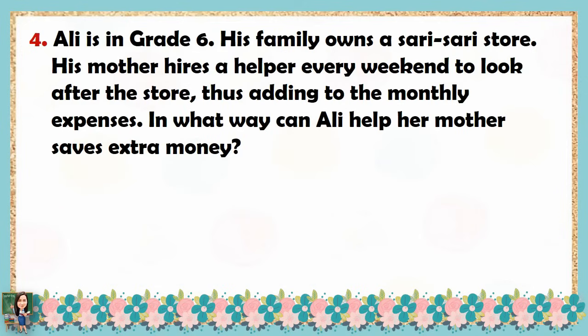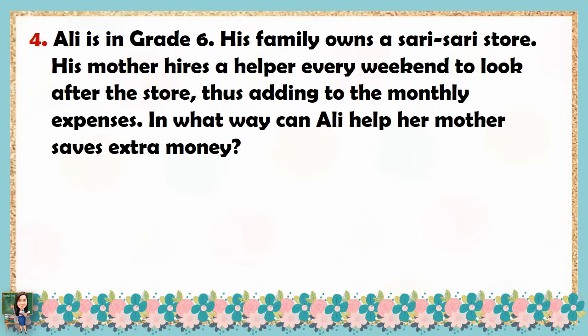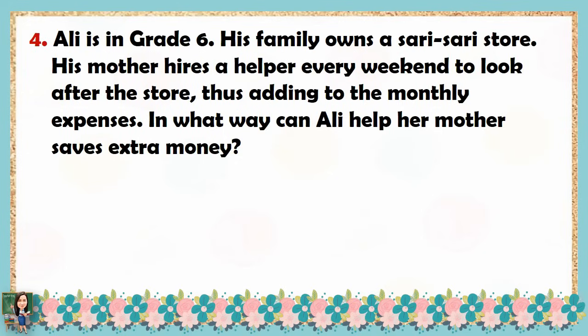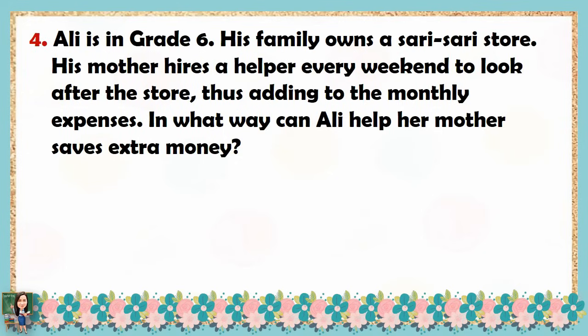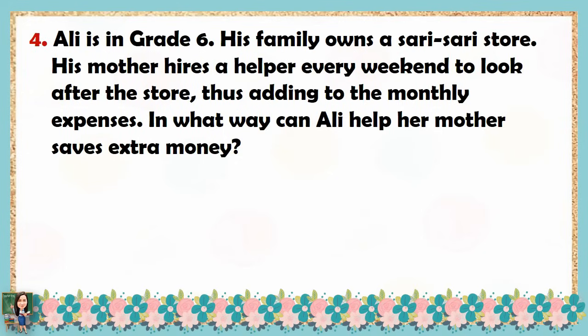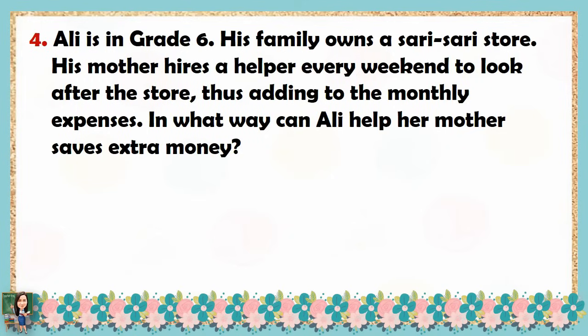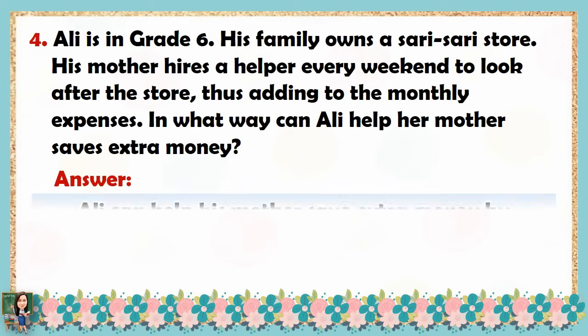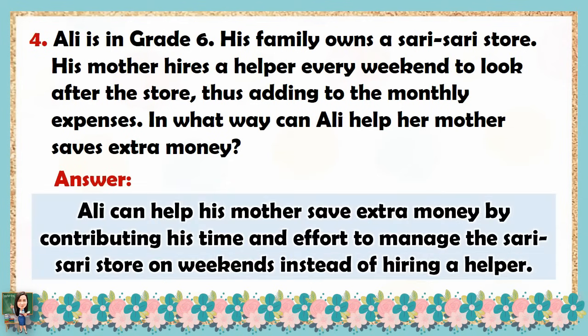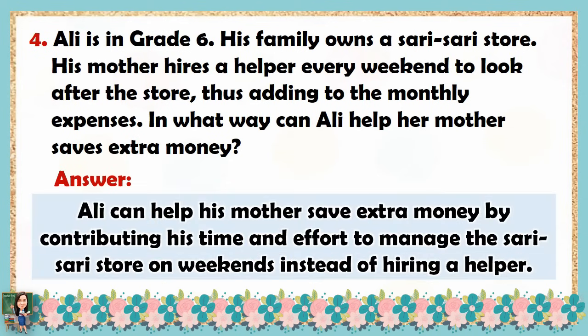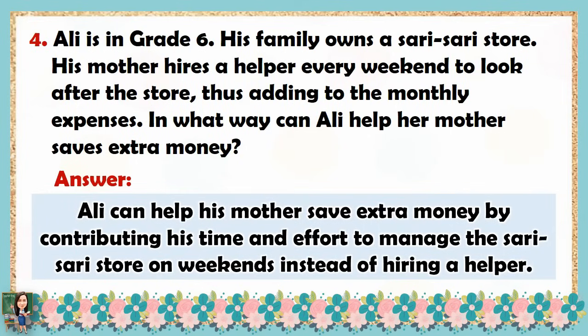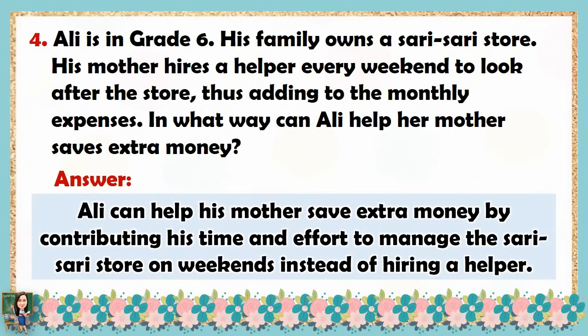Number 4, Ali is in grade 6. His family owns a sari-sari store. His mother hires a helper every weekend to look after the store, thus adding to the monthly expenses. In what way can Ali help his mother save extra money? Here is the possible answer. Ali can help his mother save extra money by contributing his time and effort to manage the sari-sari store on weekends instead of hiring a helper.